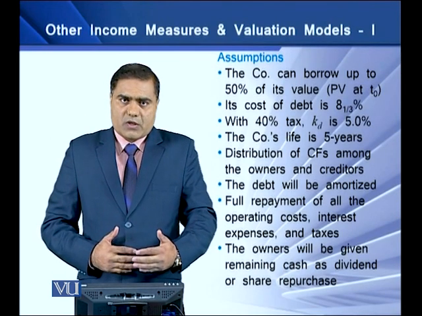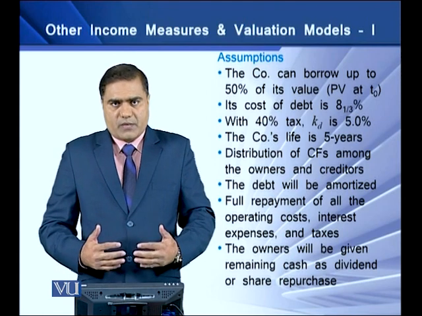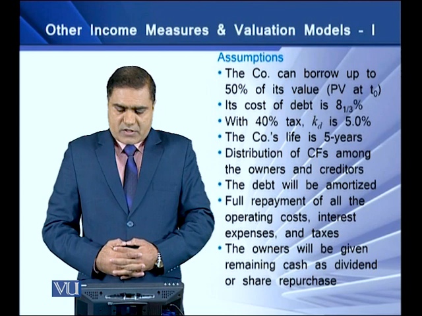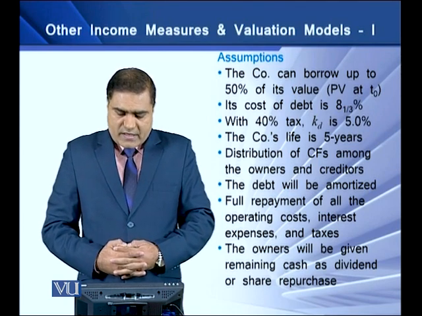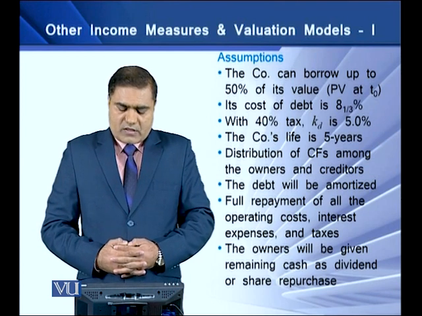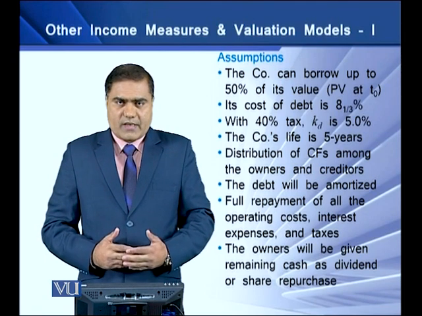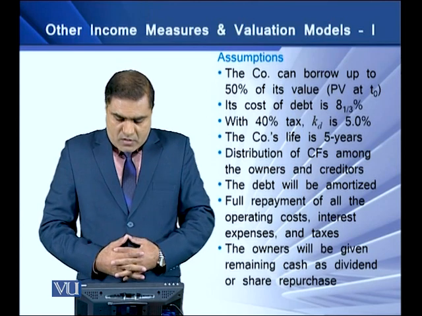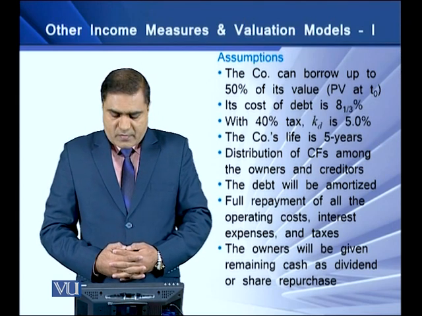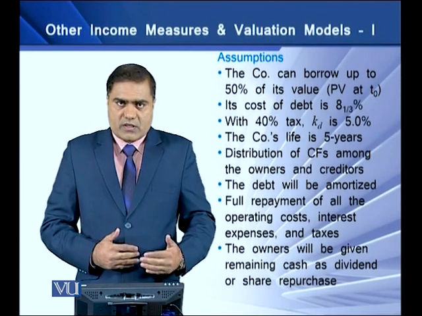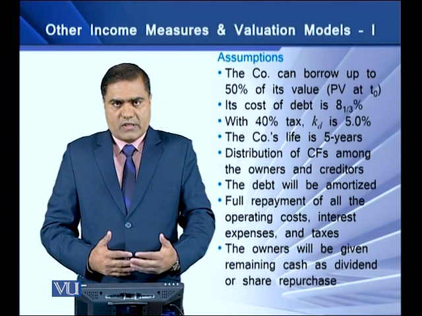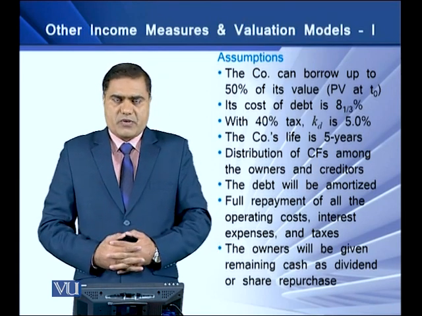To go deeper into the difference between economic income and accounting income, we have another example with certain assumptions. The company can borrow up to 50% of its present value at time zero. Then the cost of debt is 8.33%. With a 40% tax rate, the cost of debt is 5%. The company's life is 5 years. That means that the distribution of cash flows among the owners and creditors will occur throughout the period. Then the debt will be amortized. Then there is full repayment of all of the operating expenses, interest expenses and taxes. And after all these repayments, if there is any residual, that residual will be distributed among the shareholders or stockholders in the form of dividends or share repurchases.